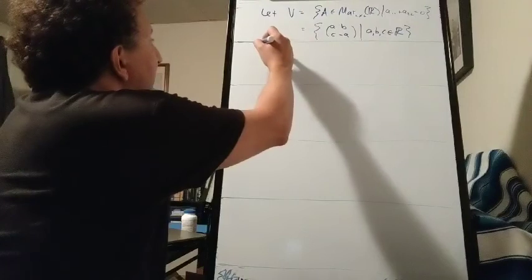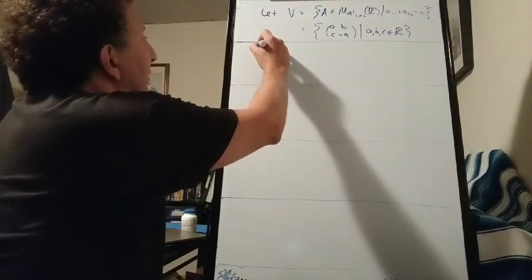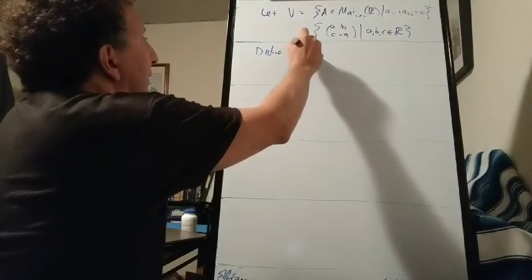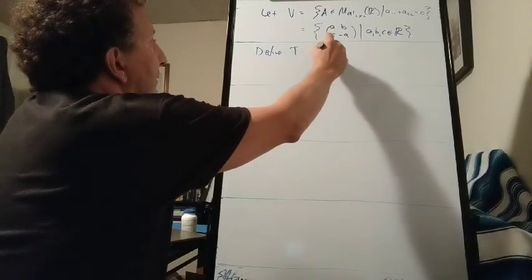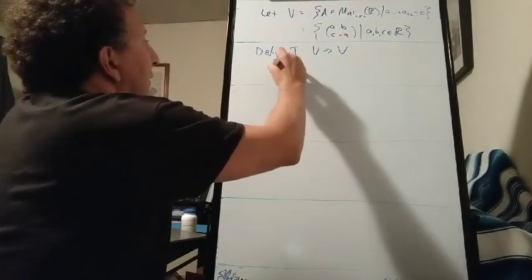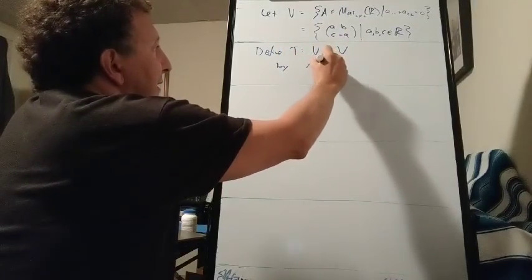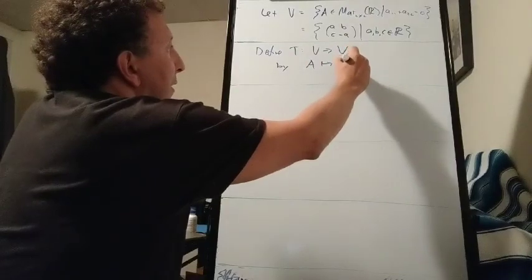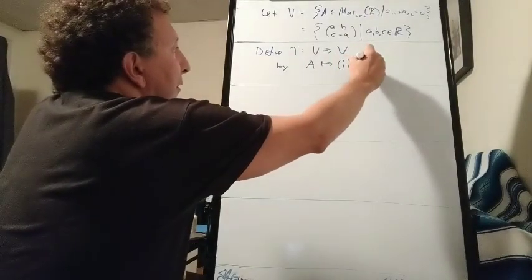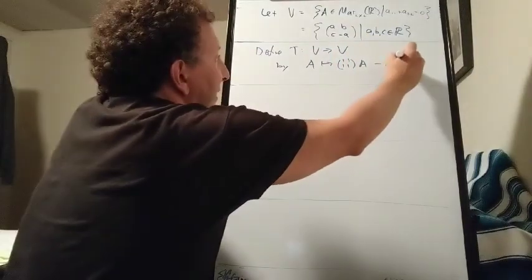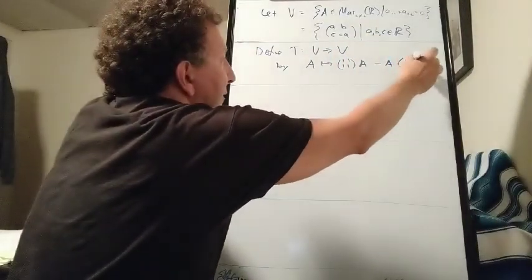Then I want to define a linear operation, a linear transformation, by sending the matrix A to the all ones matrix times A minus A times the all ones matrix.